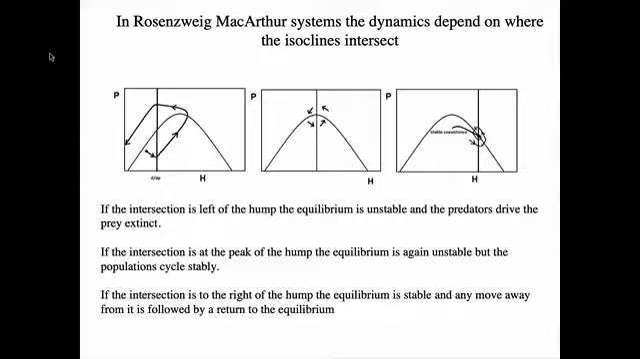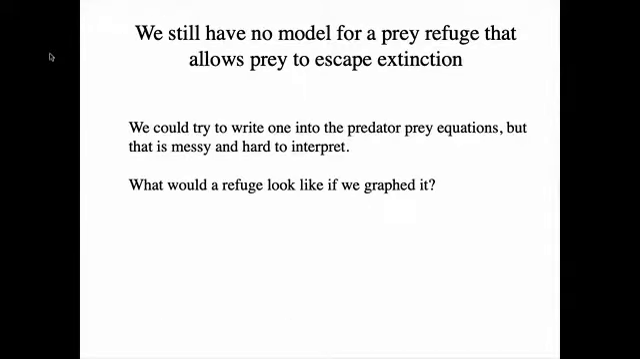But if it's approximately at the peak, then you once again have 4 almost equal-sized regions, and you get stable cycling. You get the lynx hare cycle. And as long as you don't go too far off this, you'll get stable cycling. If the intersection is on the right, however, you get stable coexistence. You get spiraling into coexistence. And once again, as long as you don't get too far away from this, so like a massive perturbation, this is a stable system. Okay, but we still don't have anything that looks like a prey refuge.